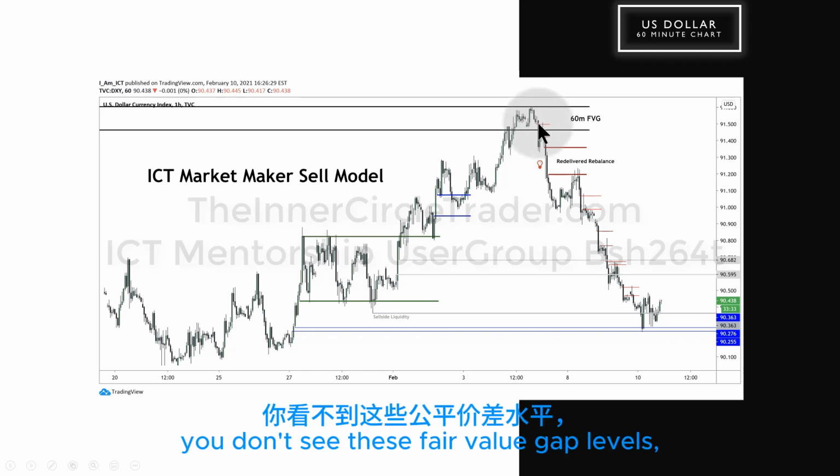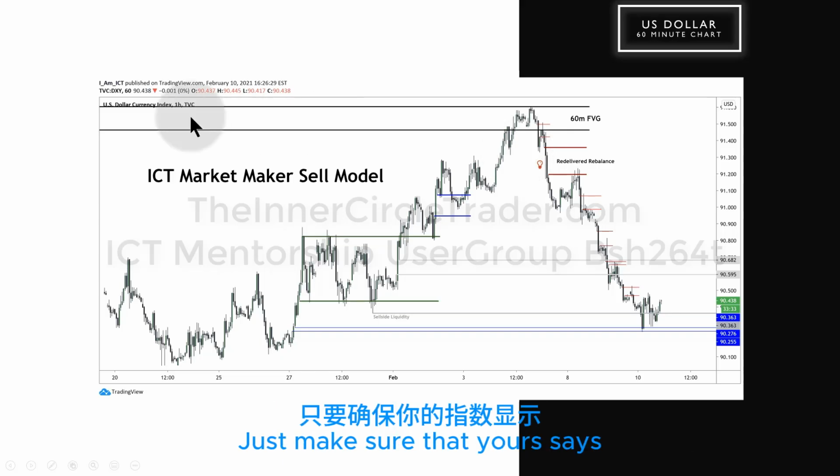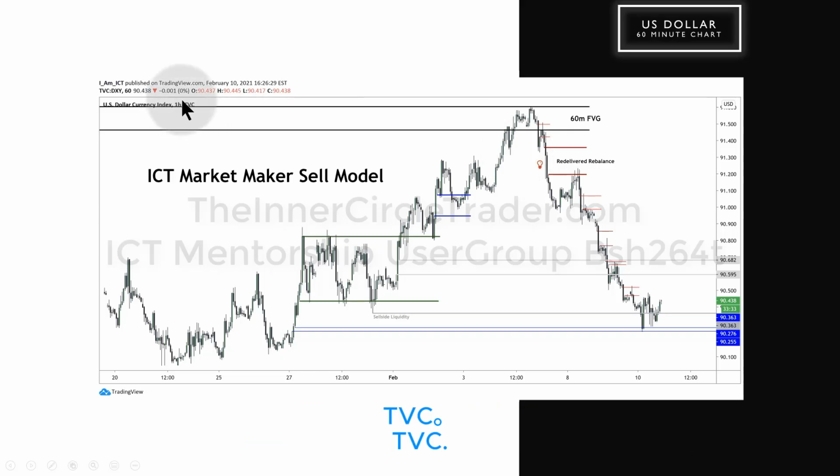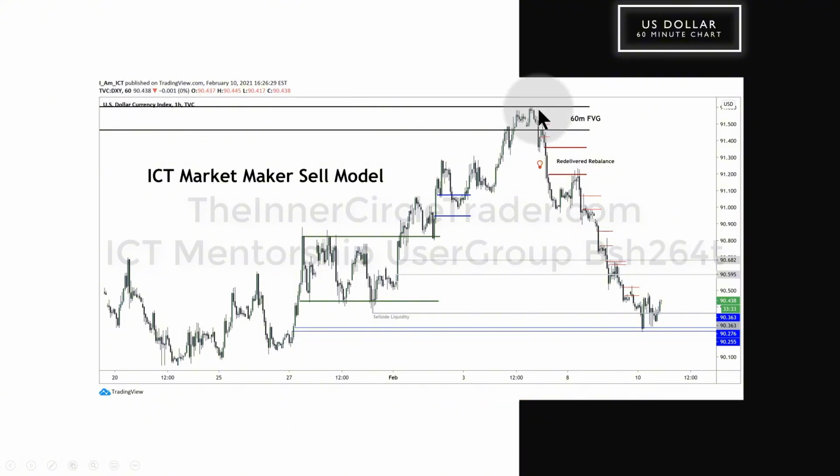If you don't see these fair value gap levels, you probably do not have the right dollar index. Just make sure that yours says TVC. Okay, TVC is the dollar index that you want to have.